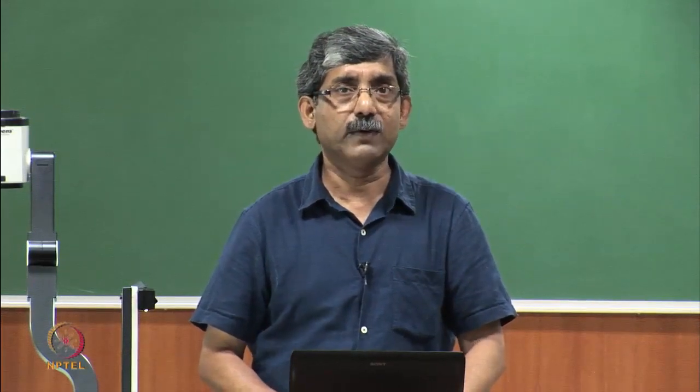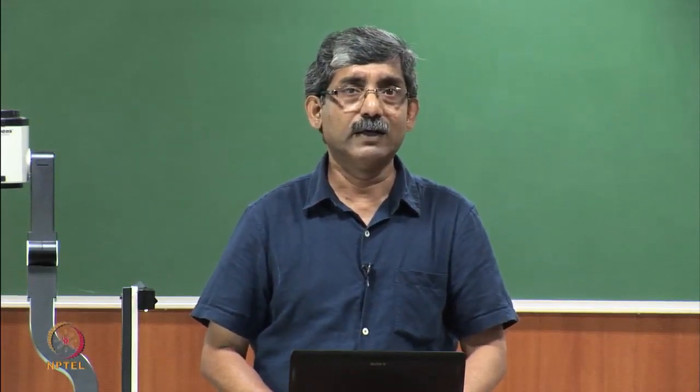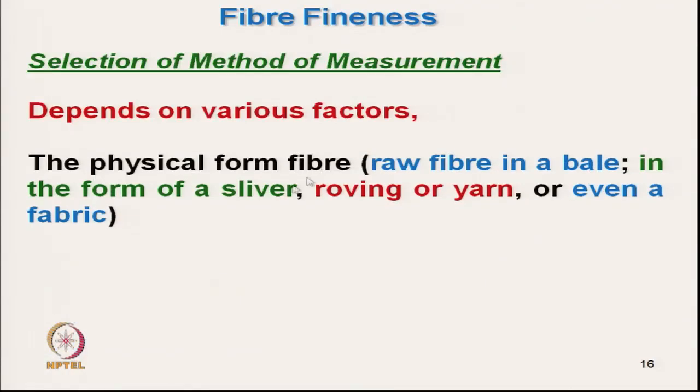Okay. What are the methods we have to adopt? These methods depend on various factors. First is the physical form of the fiber: whether it is a raw fiber in bale form, in the form of sliver, or from the roving, or from the yarn, or even from the fabric.